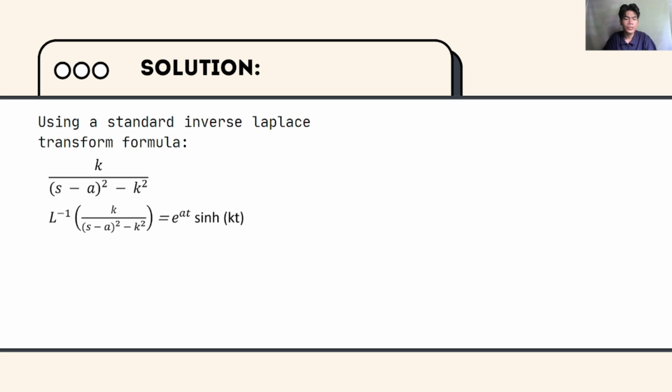And the inverse Laplace transform of k over (s minus a) squared minus k squared is equal to e to the power of at sinh kt.